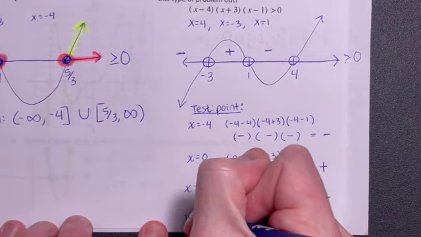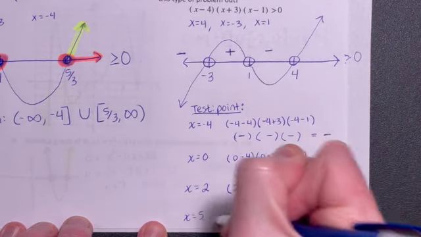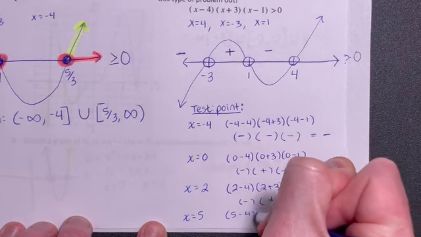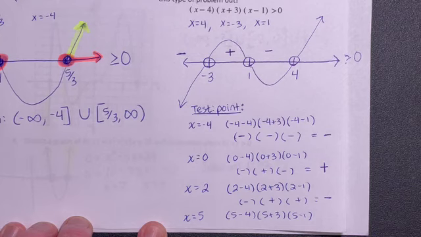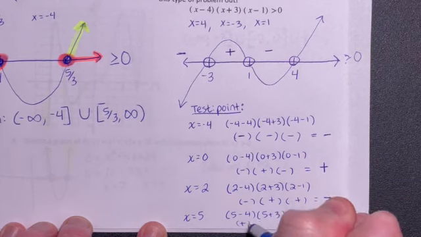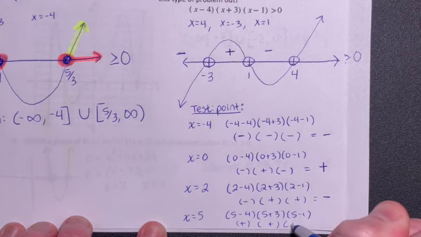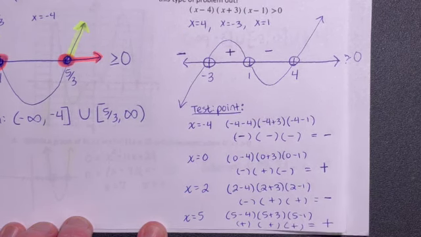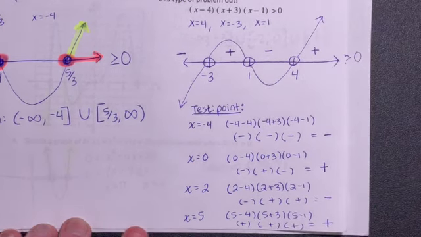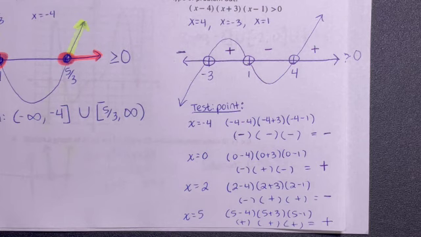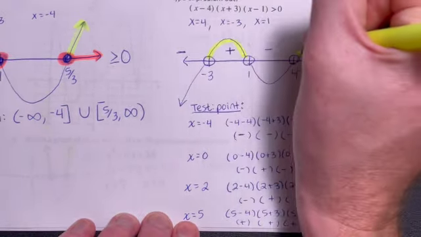And we pick one last section here, so something after 4, like when x is 5. If I plug in 5, we have 5 minus 4 is a positive, times 5 plus 3, which is a positive, and 5 minus 1 is a positive. A positive times a positive times a positive is positive. So if the goal was to figure out when the function is above 0, that was when it was positive.